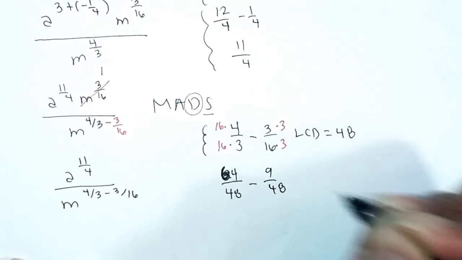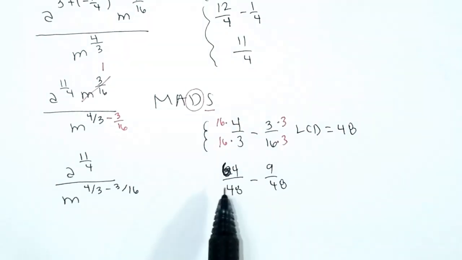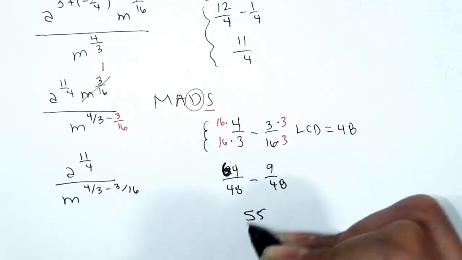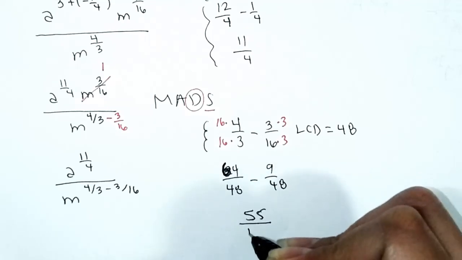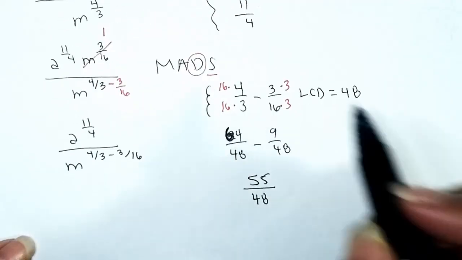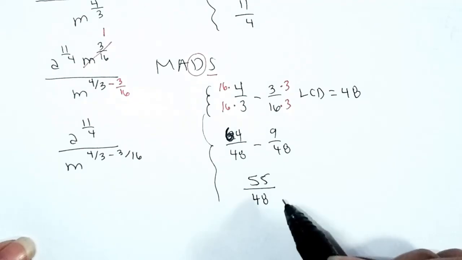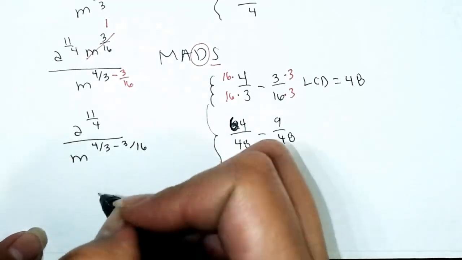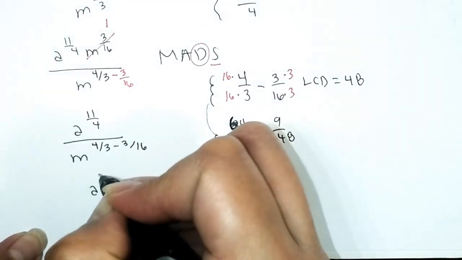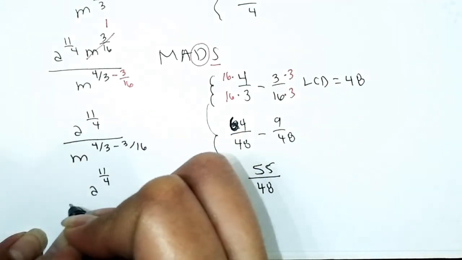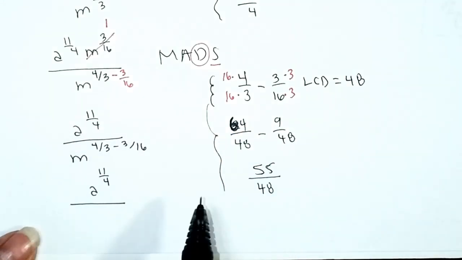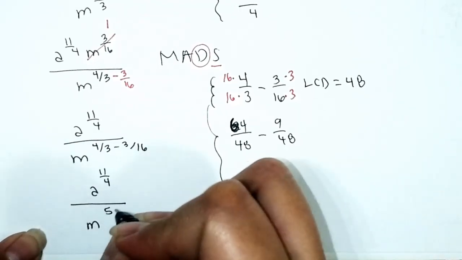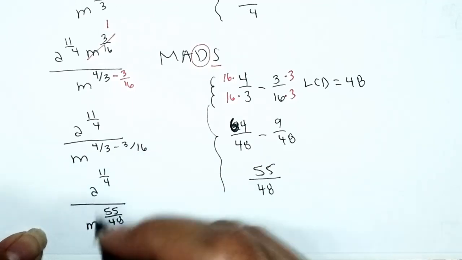So let's take our time, do what we gotta do. 64 minus 9 gives us 55. We're going to subtract the numerators and write the difference over the common denominator. Fantastic. So our fraction is reduced, so we're good. It's an improper fraction, but just leave it as such. Okay. We still have the same number of a's, a raised to the 11/4 over the denominator. Thanks to your hard work, the denominator simplifies to m raised to the 55 over 48. I'm going to box it and then say a couple of words.